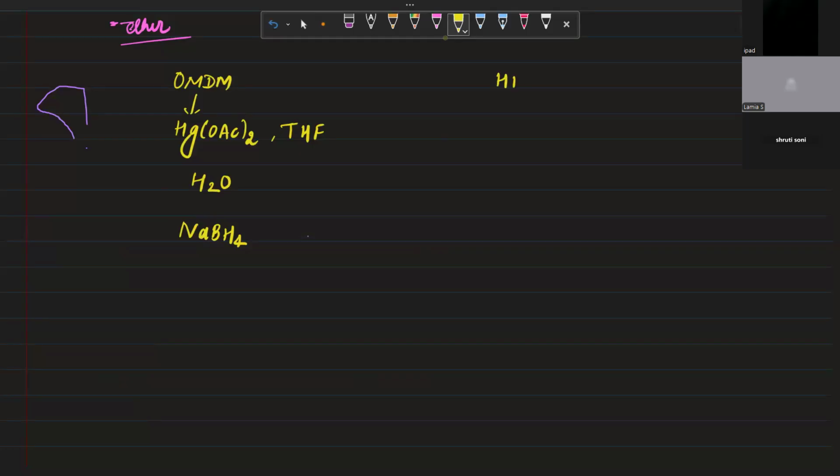After that, hydroboration oxidation. In hydroboration oxidation, we use BH3. Then THF, then H2O2, and H2O2 we are using in basic media. That's all. So how many reagents are the same in oxymercuration, demercuration? Not H2O, sorry. No, not any. Only THF.